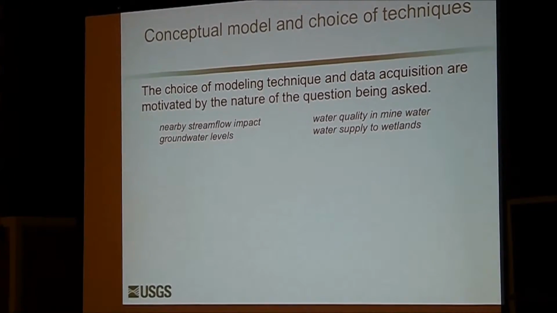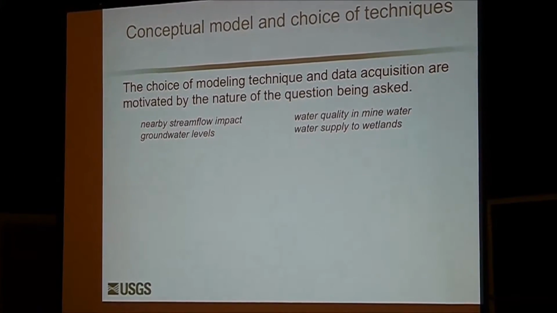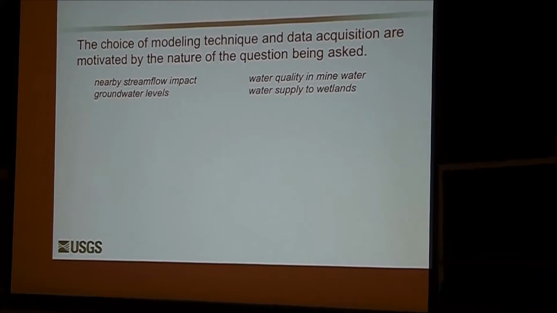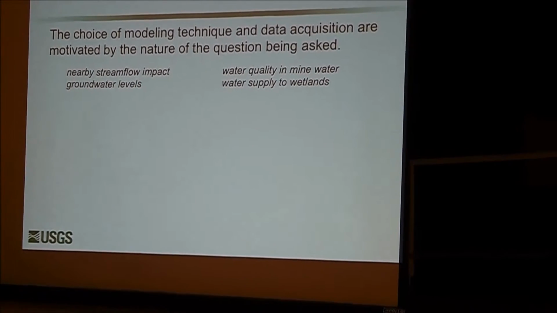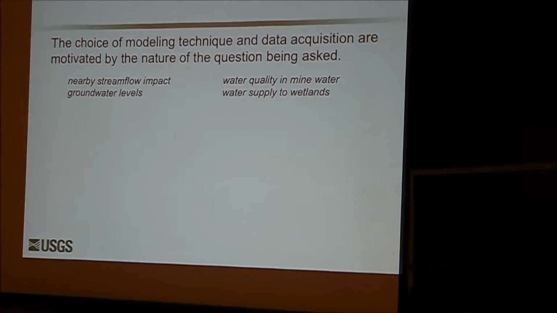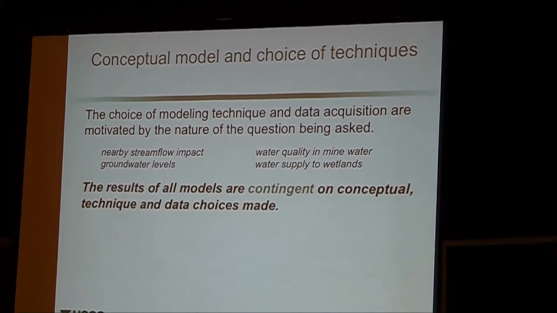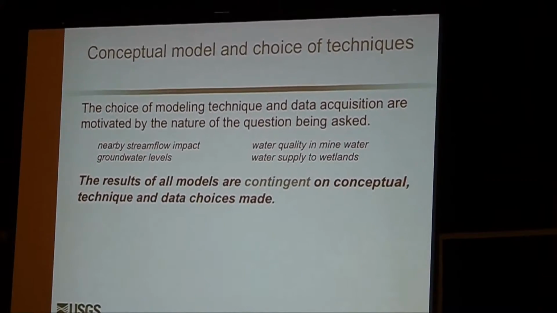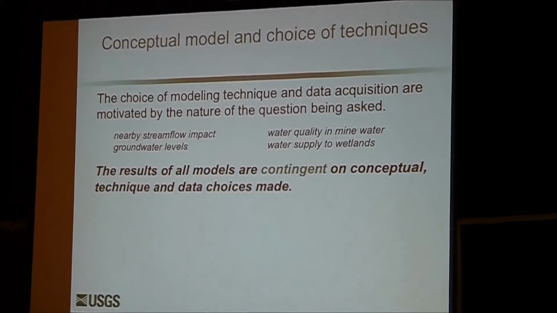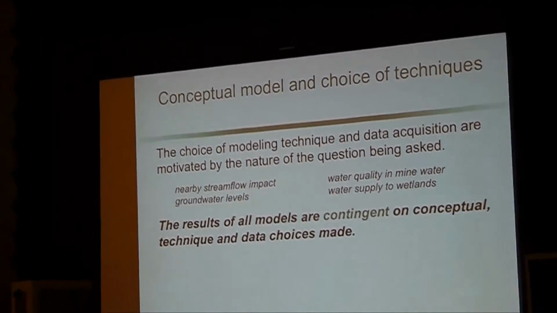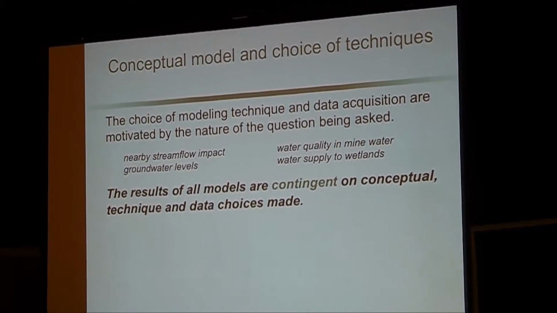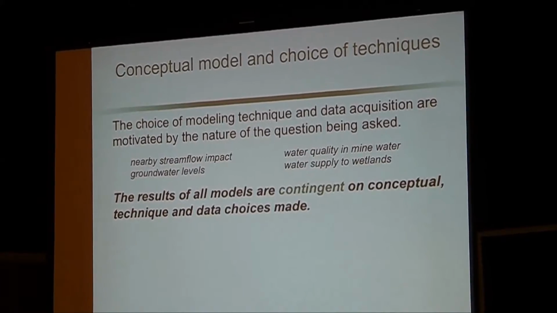There are a few choices that you have to make about what kind of model you're going to create. One of the things that is really important is to understand that the kind of model that you make and the way that you use the data is really a function of what question you're actually trying to answer. I would say that the results of all models are contingent on the conceptual model, so how you're looking at the system, which particular technique you choose to use, and all the other choices about how you're going to use data.